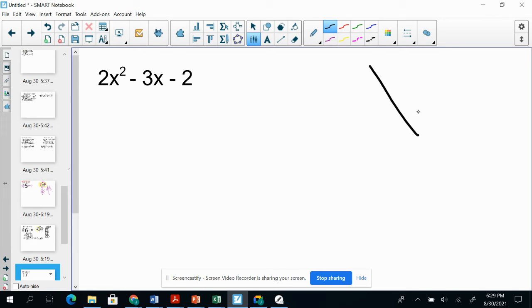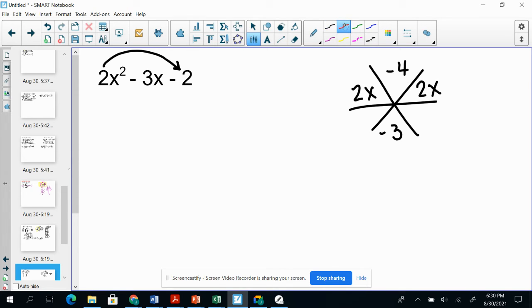Okay, so we're going to put to use our big star this time. So AC goes on top. So A times C, which is going to give me a negative 4. And then B is going to go on bottom, which is a negative 3. Then A times X, so AX goes here. So 2x, 2x. Now, we need the factors of negative 4 that will add or subtract to give me negative 3.